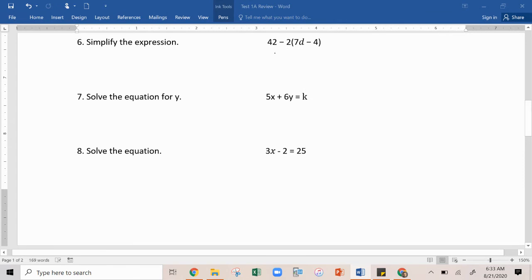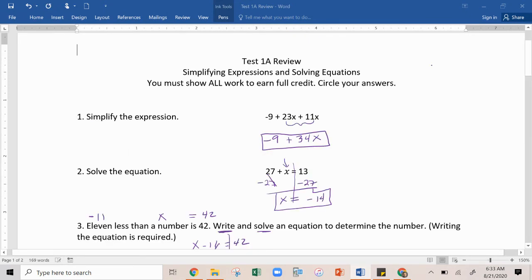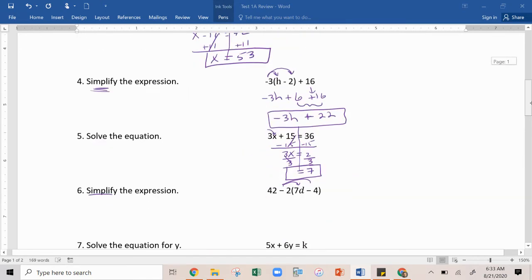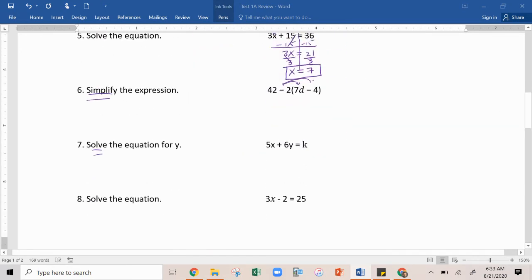All right, here's another simplify. It will tell you to simplify, or it will tell you to solve. Remember, when you simplify, you're just combining like terms or using the distributive property. So in this case, I've got the distributive property here. You've got to be careful with negatives. I'm going to be testing you on these negatives during this test. So you've got to make sure you're keeping that straight. Use your calculator if you need to.